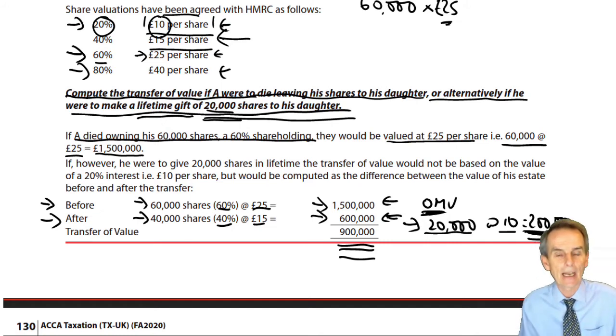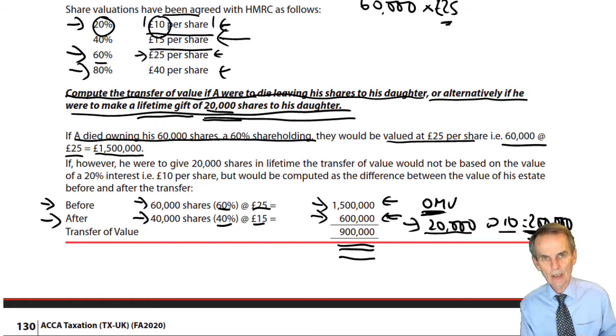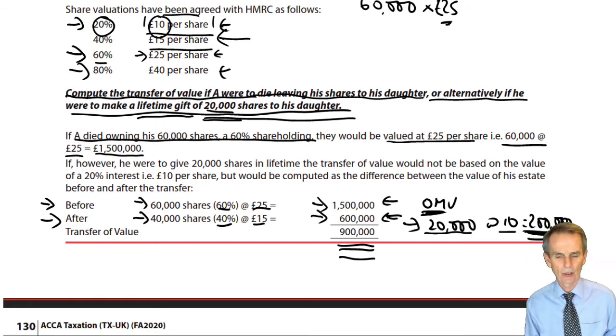But then life gets even more interesting. This is why this scenario could form the basis of a 10-mark, not just a 2-mark, question here. So we compute the transfer of value for IHT. We calculate the gain for CGT. Market value, 200,000, less the figure will be given as regards the cost that was incurred there. You'd be given the cost figure. Take away the cost, you've got the gain.